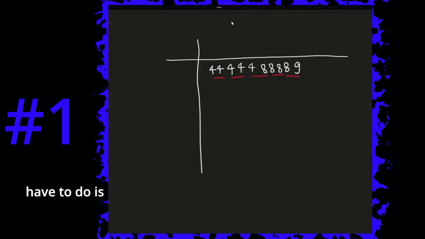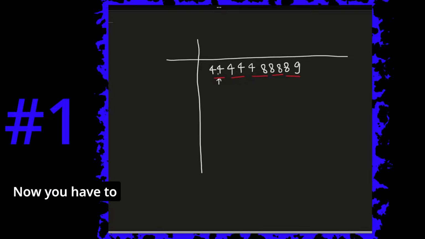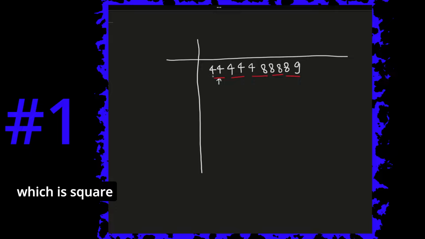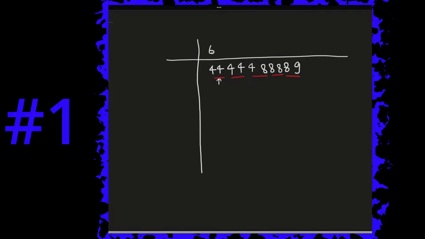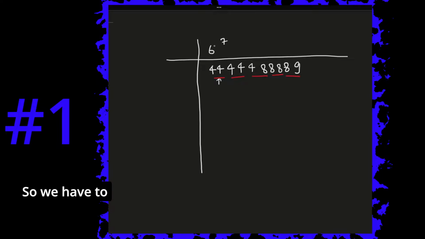Okay. Now what we have to do is consider the first pair, this one. Now you have to guess a number whose square is less than this number. So which number could it be? Let's think of 6. The square of 6 is 36. Let's think of 7. 7 squared is 49. So 49 is larger than 44. So we have to choose 6.